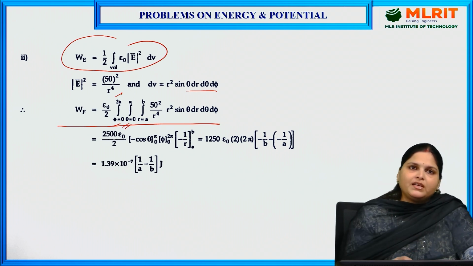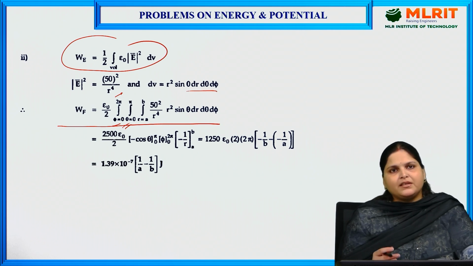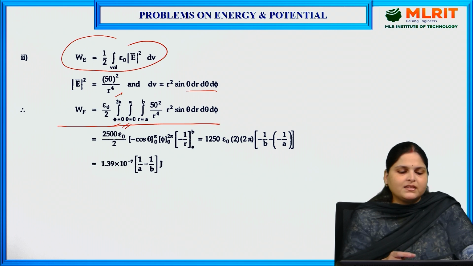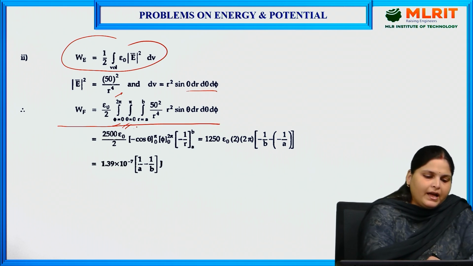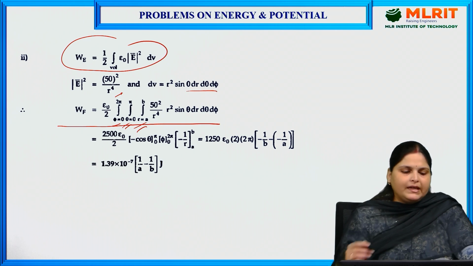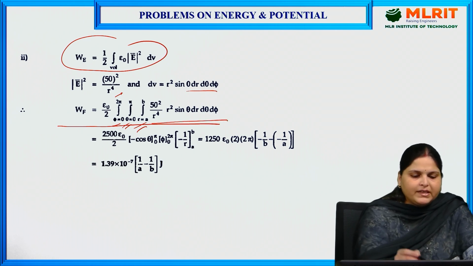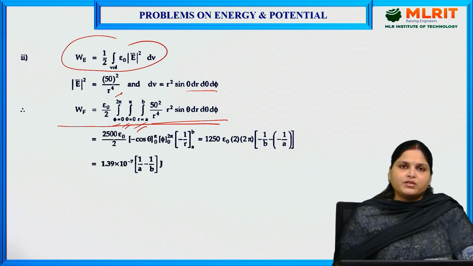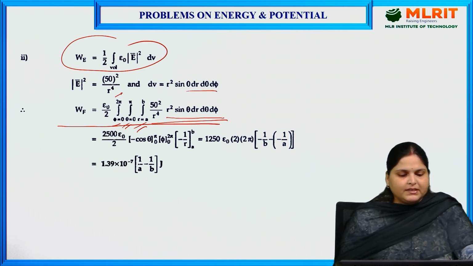Now we will put the limit of r. Generally the limit of r is from 0 to infinity, but as the limit is given in the question as r equals a to b, we will put the same limit, and then we will write E square equals 50 square by r to the power 4 into r square sin theta dr d phi d theta.